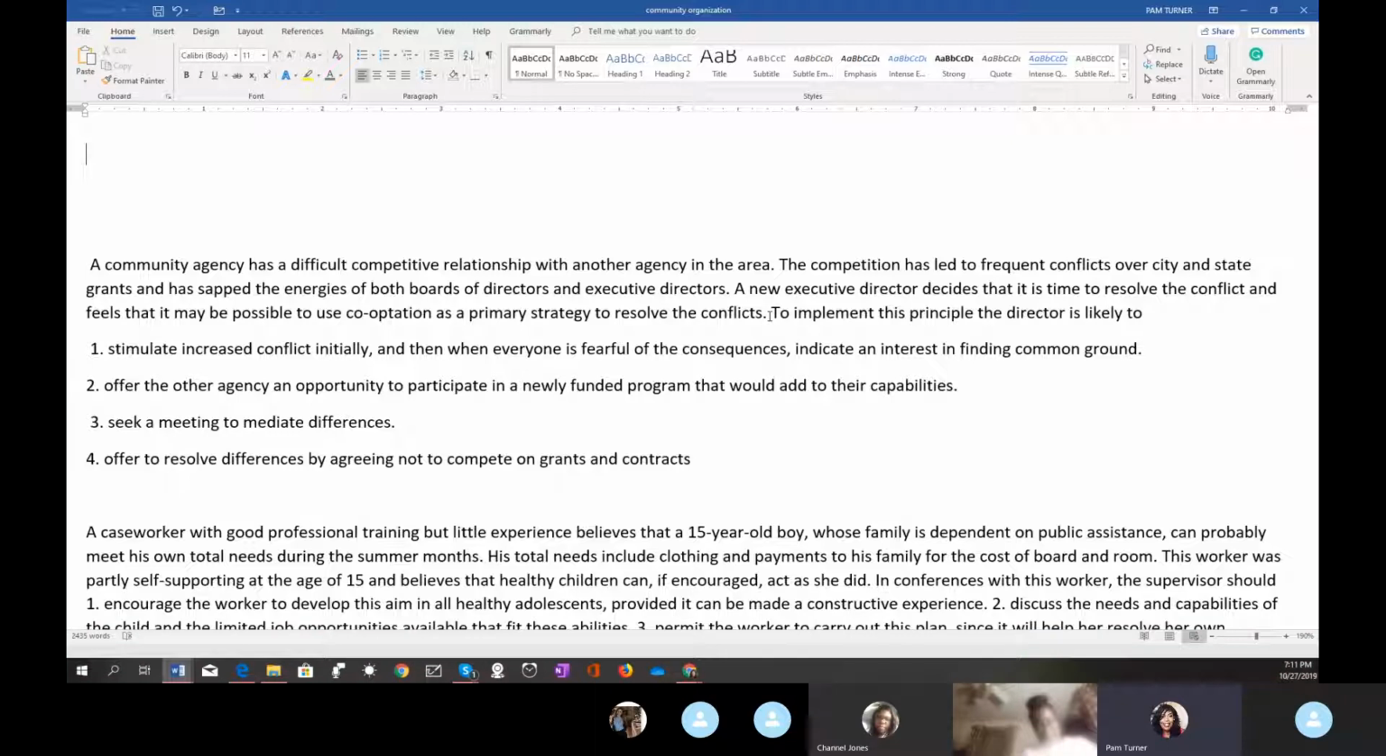So the goal of a cooptation is that I'm not going to take over. A coup d'etat is I'm going to take over. But the goal of this is we're going to work together. We'll figure it out, and we don't have to fight about it.